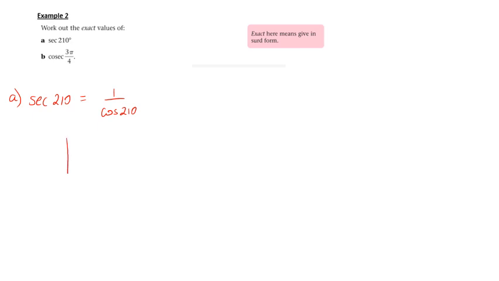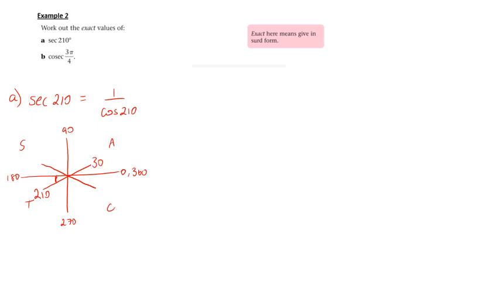Now, one way to do this would be to do a CAST diagram and to think about where 210 would be. So if I draw the cross of the CAST diagram, remember 0 is there, 90, 180, 270, and then if we go all the way around full circle, we're back to 360. Now 210 is between 180 and 270, so on the picture I could mark 210 there. And now I could figure out that little angle in there must be 30 degrees, because the difference between 180 and 210 is 30.